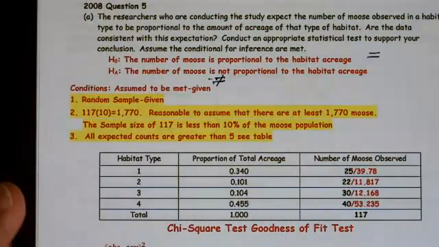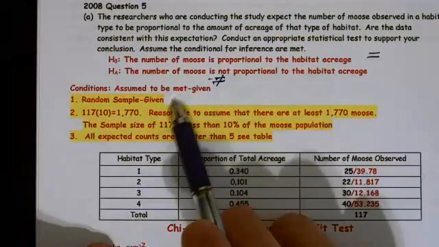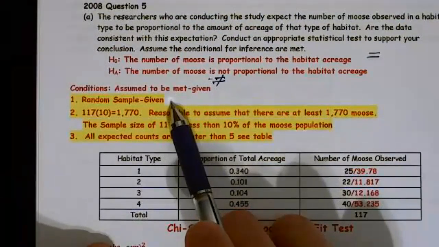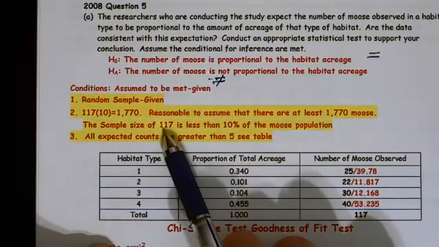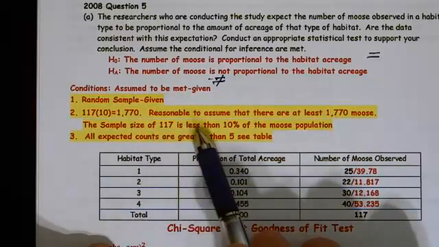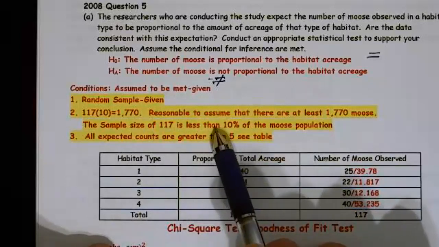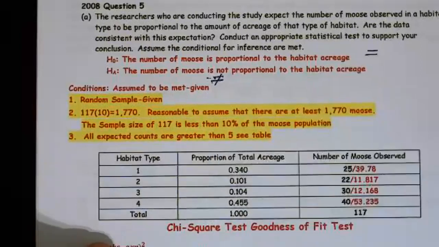They said the conditions were met, so we don't have to write them, but I'm going to write them as if they had not been met and we had to check them. So if they hadn't been met, you say a random sample is given. And we need to make sure that the moose population is greater than 1,770. I don't know if it is, but we're going to have to make that claim. And all expected counts are greater than 5. Well, I have to calculate those.